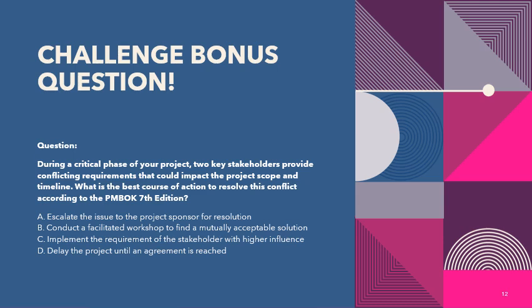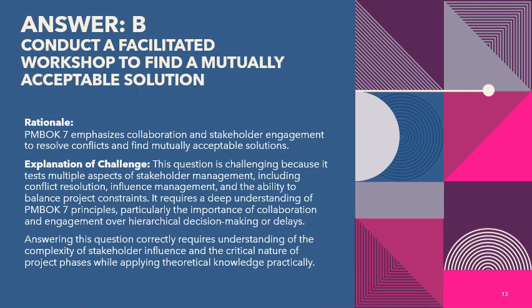B, conduct a facilitated workshop to find a mutually acceptable solution. C, implement the requirement of the stakeholder with the higher influence. D, delay the project until an agreement is reached. Answer B, conduct a facilitated workshop to find a mutually acceptable solution. And again, you may notice a theme to one of the previous questions in this presentation. The PMBOK 7 emphasizes that you need to collaborate and you need to resolve conflicts and find mutually acceptable solutions.